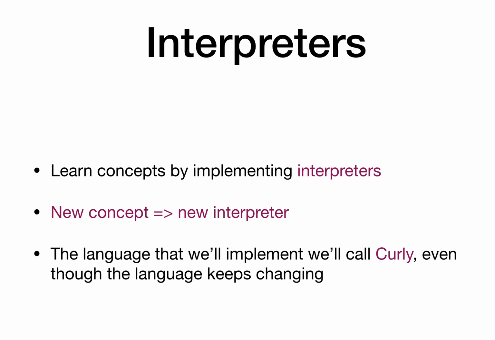The course will cover concepts. What is the way to introduce a new concept in a programming language? The way we will follow is to use interpreters. That means we learn a new concept by implementing an interpreter. Whenever we have a new concept, there will be a new interpreter that will show us the meaning of the concept itself. The language that we will implement we'll call Curly language, even though the language keeps changing, so there will be many variants of the Curly language.